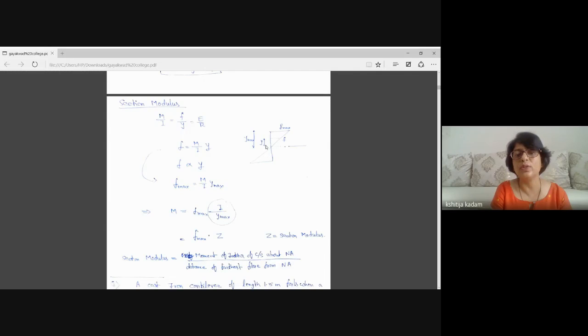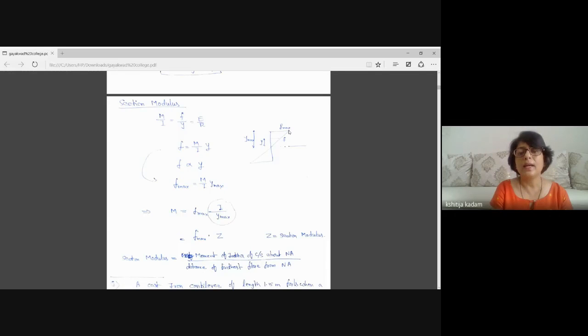So here what we have seen in this equation, that stress is proportional to y. So y, what is y? Y is the distance of concerned fiber from neutral axis. तो हम न्यूट्रल एक्सिस से जितना दूर दूर जाएंगे स्ट्रेस की वैल्यू बढ़ती जाएगी. यहाँ पे y की वैल्यू कुछ थी तो स्ट्रेस की वैल्यू f थी. If I increase the value of y, the stress will increase.